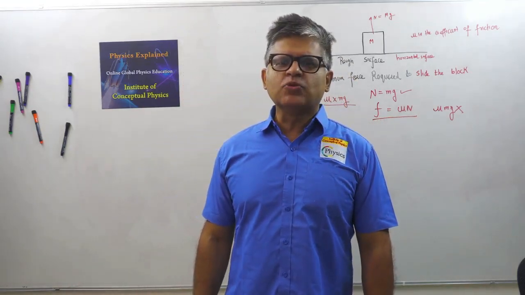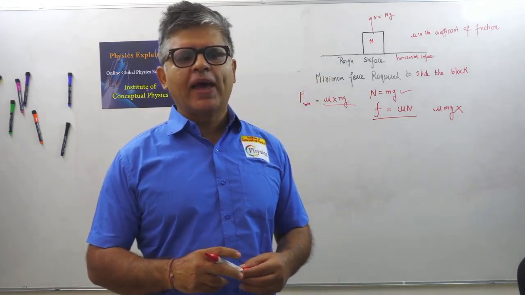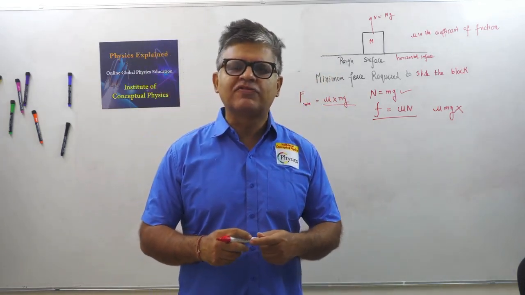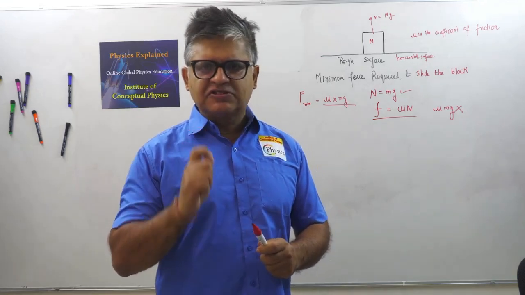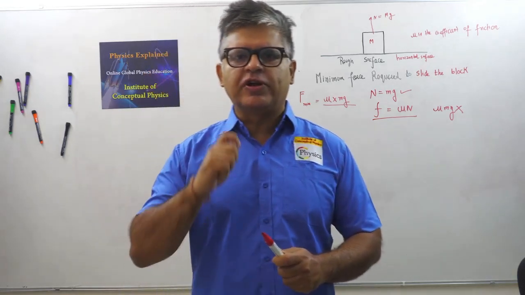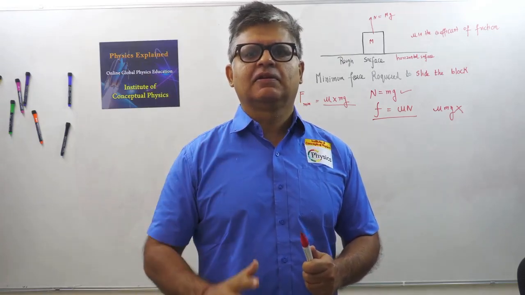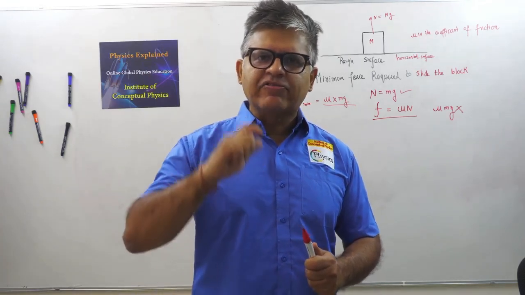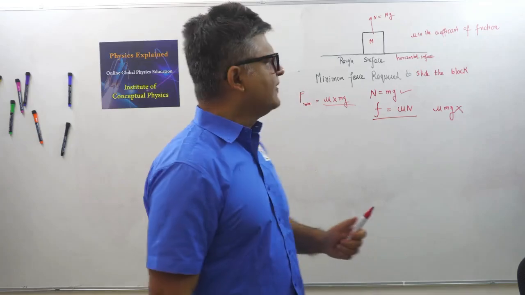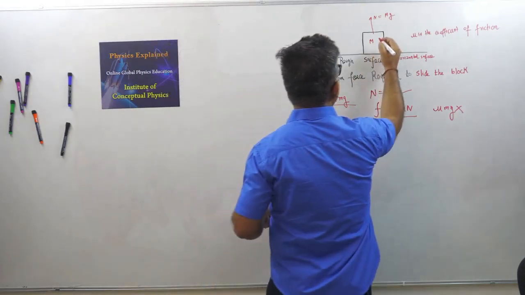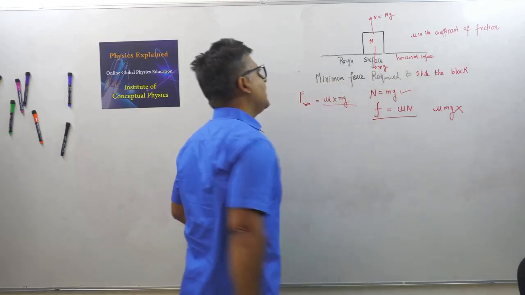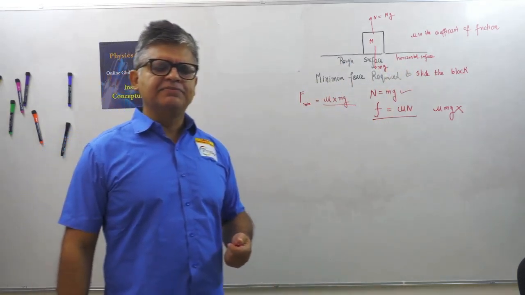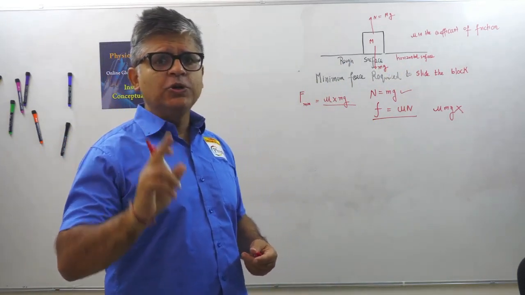Then the question arises, what's a big deal if you write mu N? N is, after all, coming from mg, right? But we can think of a strategy where we would like to reduce the value of N. Yes, we can reduce the value of normal reaction even though the weight is mg. So this is your mg and the normal reaction is mg. How do we do that?